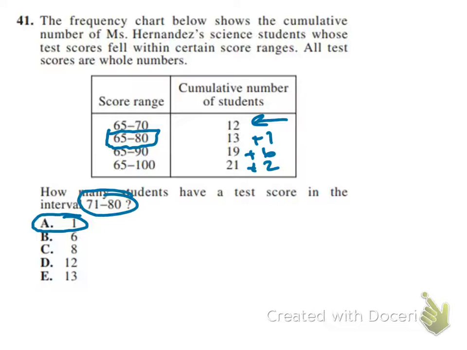Okay? Between 65 and 70, 12 students. We add the next 10 numbers, which is 71 to 80. It only adds 1 student. All right? Next question.